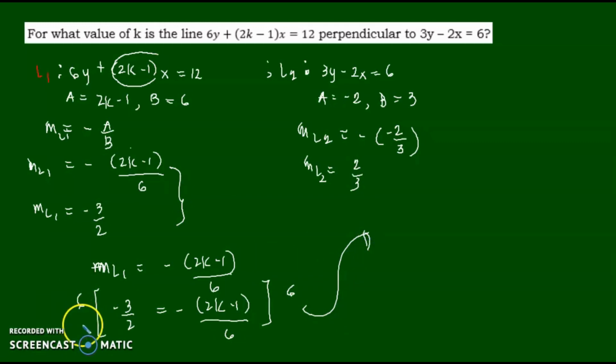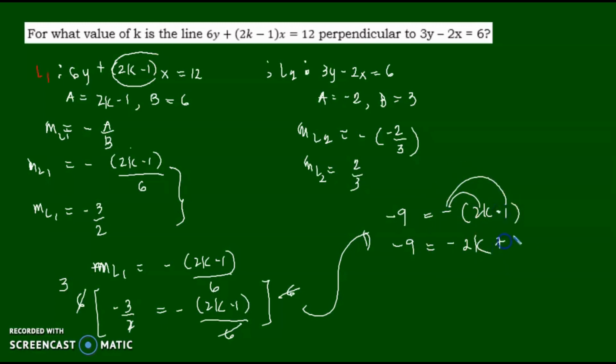Then 6 times negative 3/2. So cancel 6 and 2, that one is 3. So 3 times 3 is equal to negative 9. Equals, so in here cancel 6. That one becomes negative times the quantity of 2k minus 1. So simplify. Negative 9 is equal to negative 1 times 2k, which is negative 2k. Negative 1 times negative 1 is equal to positive 1.